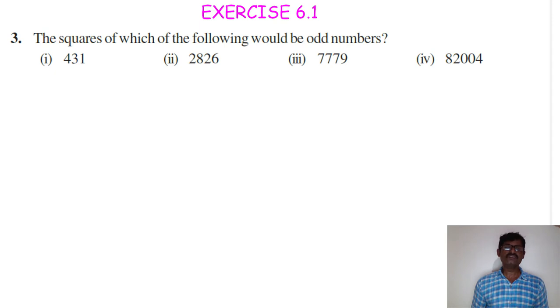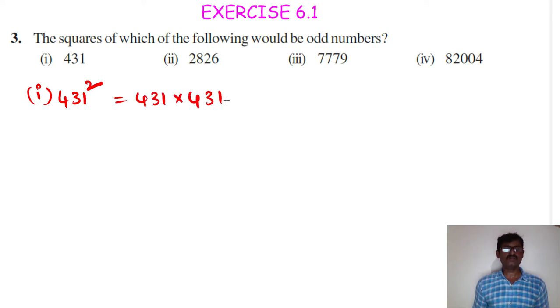Exercise 6.1, third problem. The squares of which of the following would be odd numbers? First problem, 431 squared, let us take. This is equal to 431 times 431. Both are odd numbers, odd number multiplied by odd number. That means if you multiply two odd numbers, we will get an odd number. So this is an odd number.